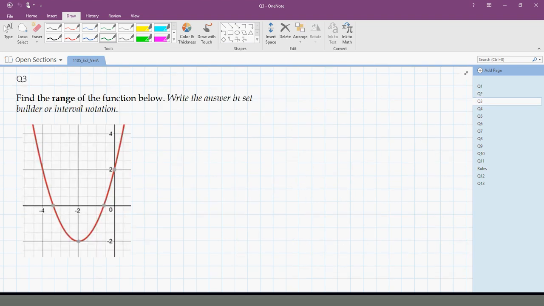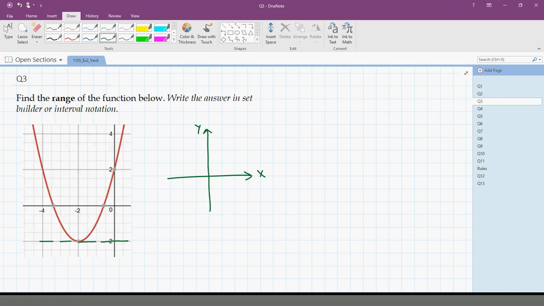Question number 3. Find the range. Okay, remember the range is going to be your y-axis, right? That means all your possible values for your y-axis. So as you look at your graph, what is the lowest point? It's going to be right at negative 2, right?